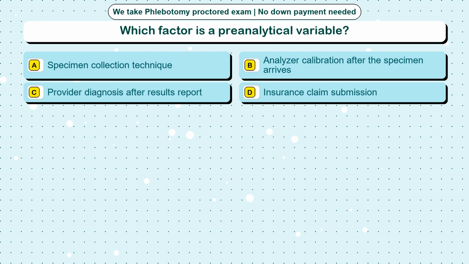Question 86. Which factor is a pre-analytical variable? Option A, specimen collection technique. Option B, analyzer calibration after the specimen arrives. Option C, provider diagnosis after results report. Option D, insurance claim submission.